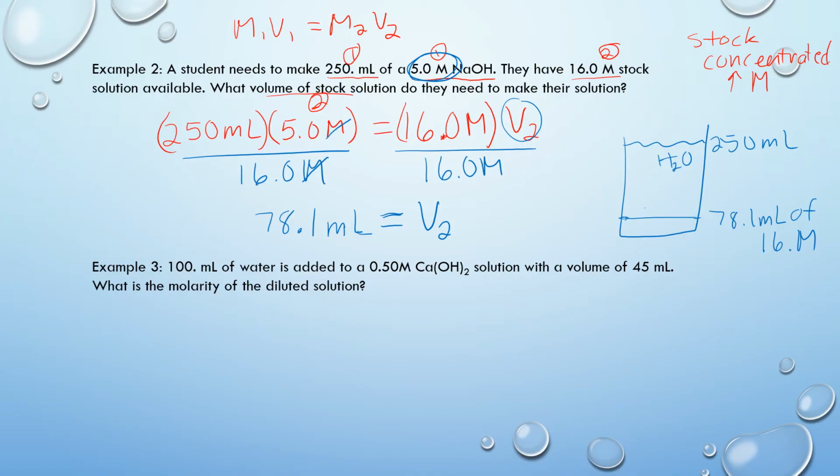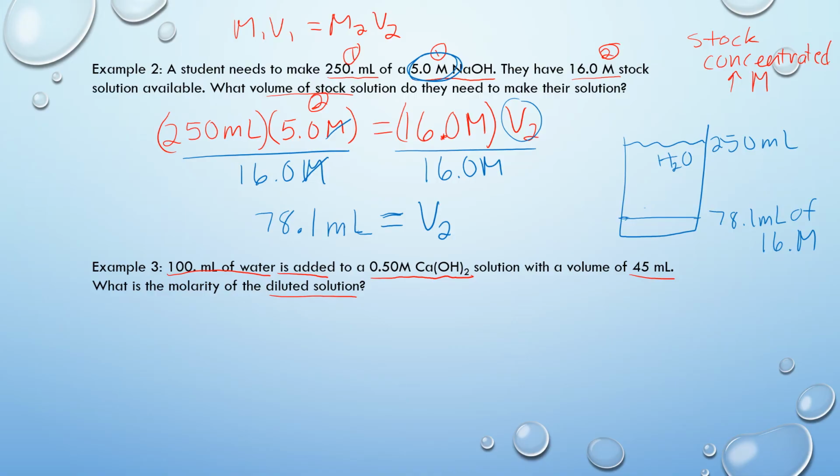All right, let's try one more question. So 100 milliliters of water is added to a 0.5 molar calcium hydroxide solution with a volume of 45 milliliters. What is the molarity of the diluted solution? So if we look at this, again, we want to be careful with reading the question. So I've got 1 molarity and 2 volumes here. I need to figure out which volume goes with this molarity.